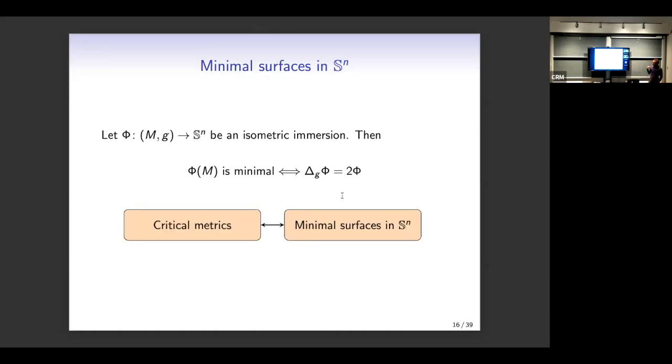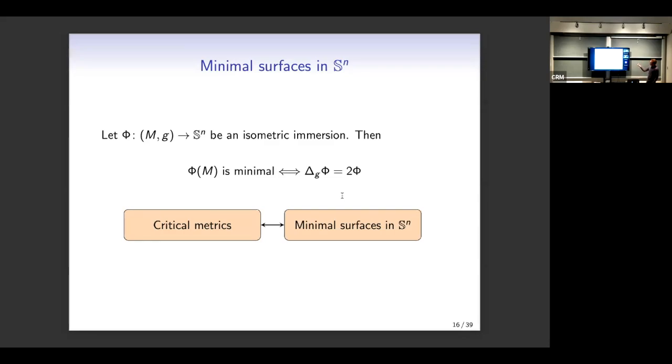So the moral of this is that the critical metrics for eigenvalues lambda k are the same as minimal surfaces in S^n. Right? So hence the title of the talk: eigenvalues and minimal surfaces. So if you want to study maximizers for eigenvalues, what you're studying is minimal surfaces in spheres, from a somewhat different viewpoint than people usually do. People usually care about some analytic properties like the index of minimal surfaces, et cetera, but here you care about very specific spectral properties of minimal surfaces.